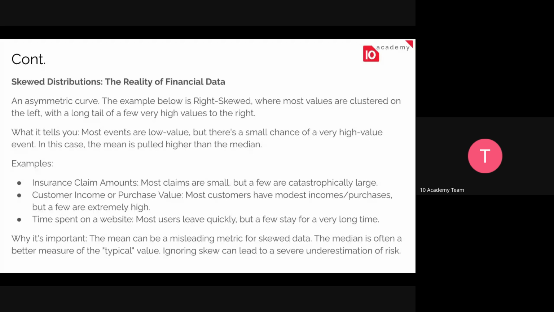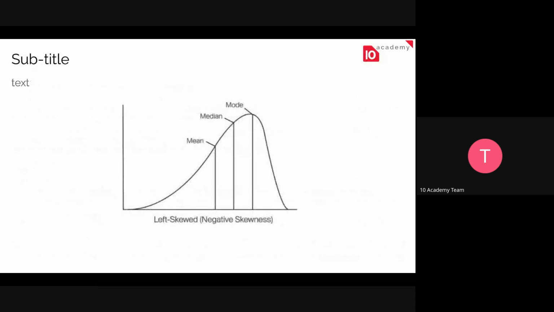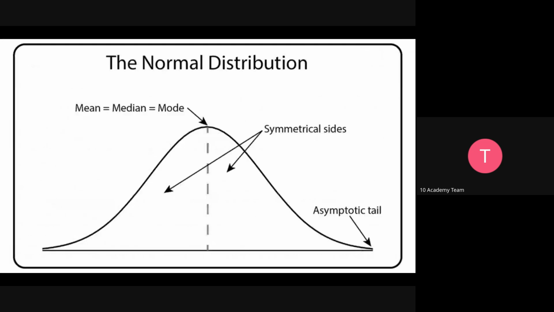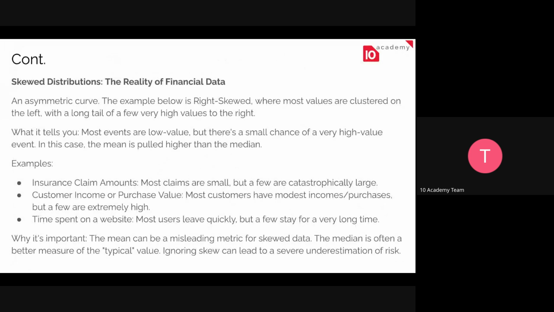Skewed distributions could be skewed to the right or skewed to the left. For this example, it's skewed to the right. Oh, sorry, it's skewed to the left actually. It's a negative one. Sorry, I will adjust the image here. It's not symmetric like the one before. The example is a right skewed one, so I will change the image. Don't worry about it. Most of the values are clustered on the left, with a long tail of a very few high values to the right.